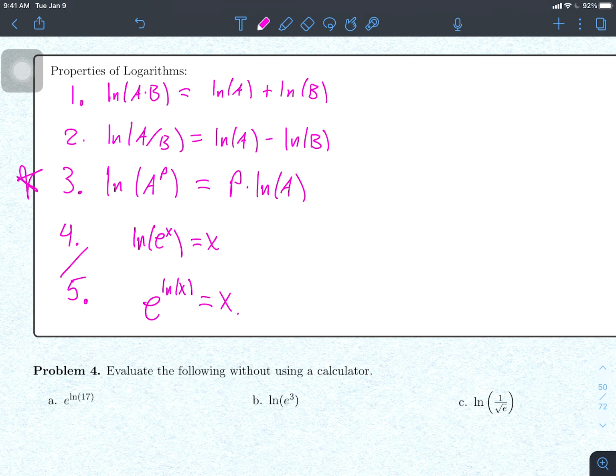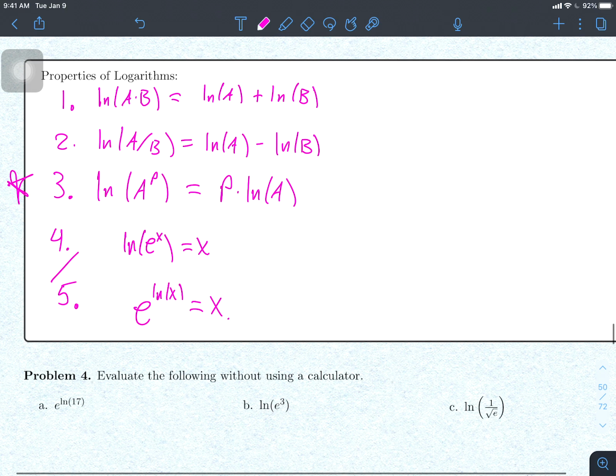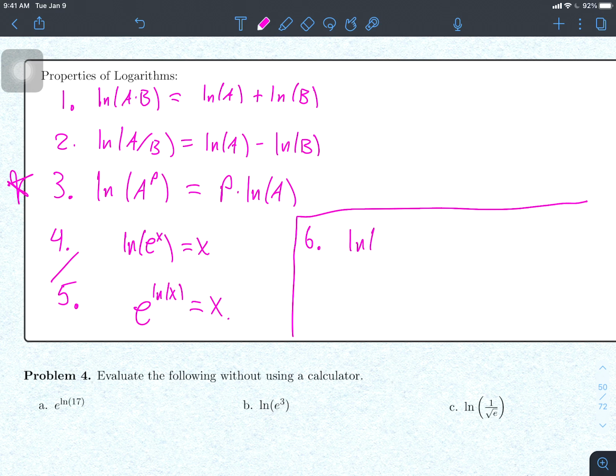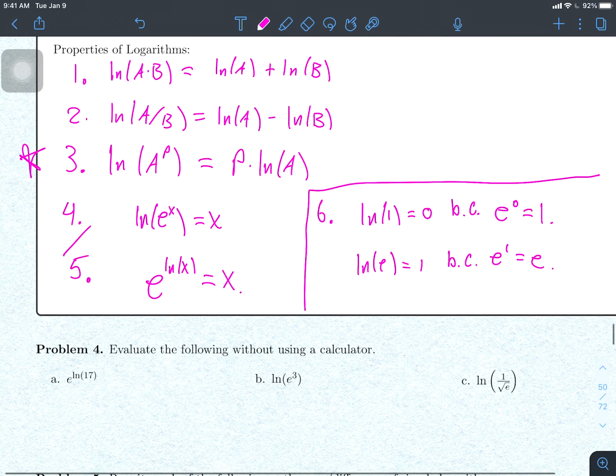I guess one more thing here, kind of an afterthought, is ln of 1 is equal to 0 because e to the 0 equals 1, right? Likewise, ln of e is equal to 1 because e to the 1 equals e. Okay, any questions about these properties here? All right, if not, let's see some examples of how this works.